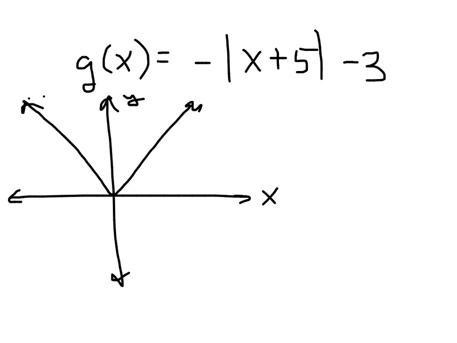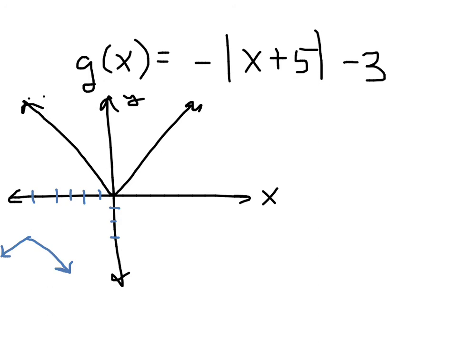Okay, so it should look something like 1, 2, 3, 1, 2, 3, 4, 5. Okay, I kind of ran out of room. It's not supposed to be different sized. That's because I ran out of room for that. But that's what you should have seen.